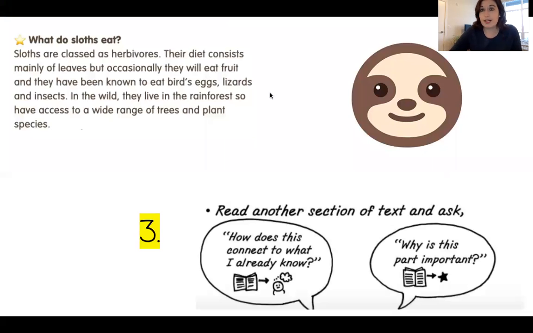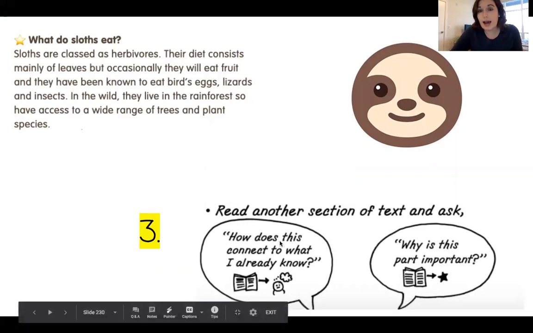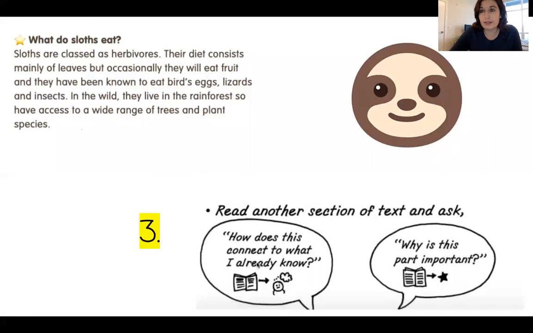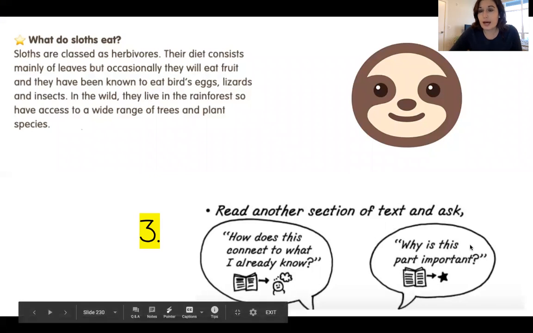From this paragraph that I just read, how does this paragraph connect with what I already know about sloths? And why is this part important? Pause the video to discuss.